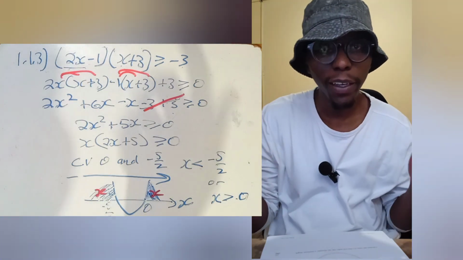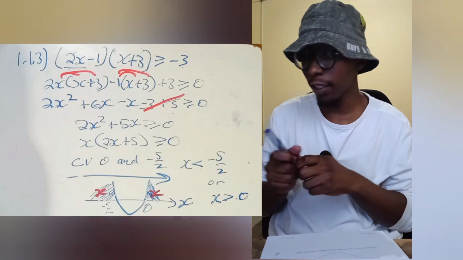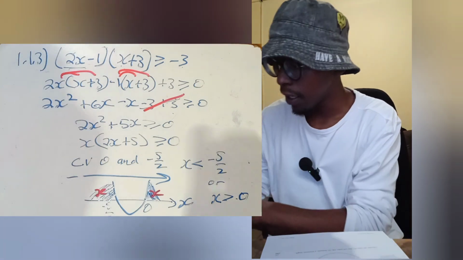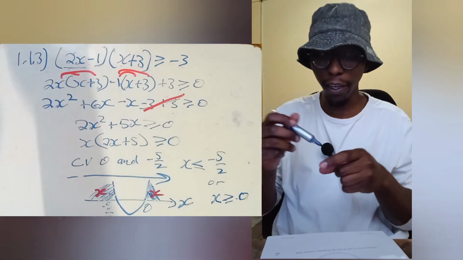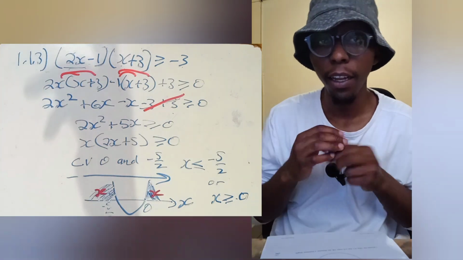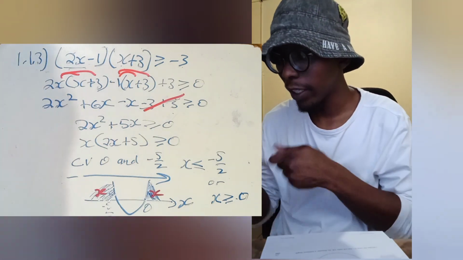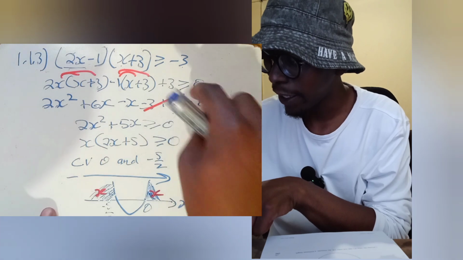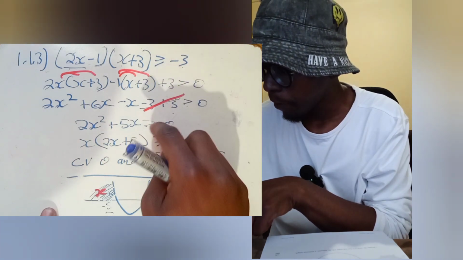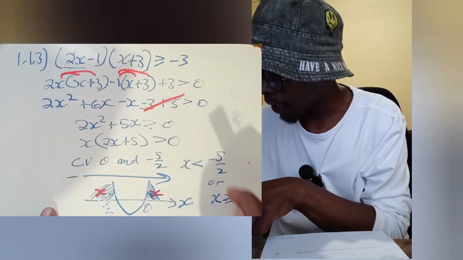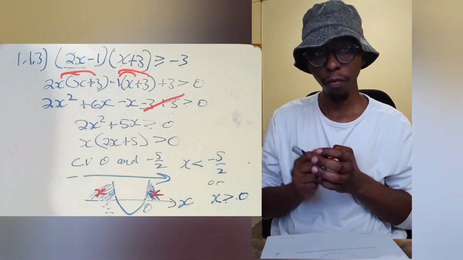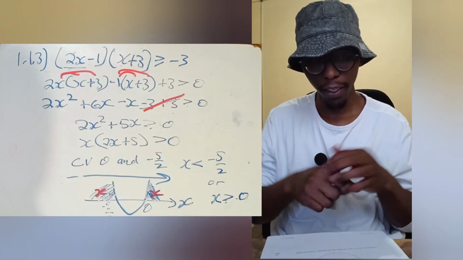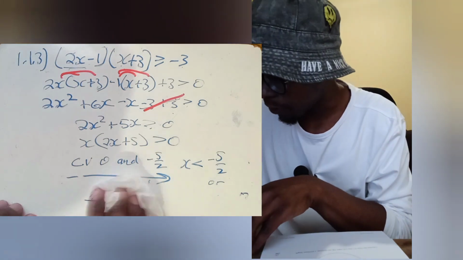If you simply write this, then you are wrong. You've done all this work, and just because of a simple careless mistake, you won't get full marks. So remember to always include the equal to element if the original had an equal to. But if it was just greater than, you would simply remove the equal to element as well. Understand? So let's do 1.1.4.